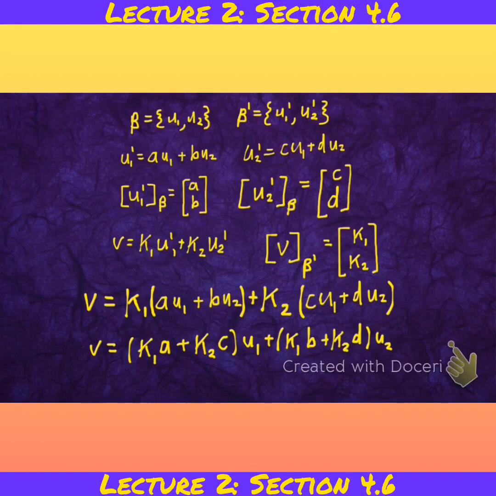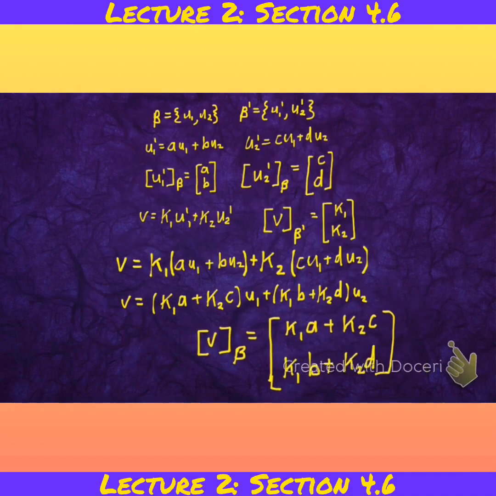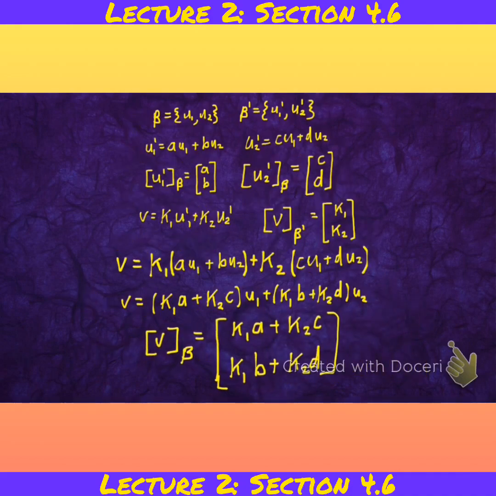So therefore, these are the unique coefficients, the only coefficients that you get. So therefore, we can determine the vector v with respect to the basis b as follows. Right, so the coordinate vector with respect to the basis b becomes that vector there. Again, it's just these components, or these coefficients.